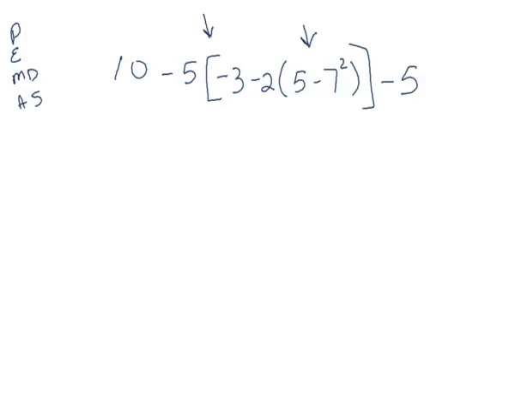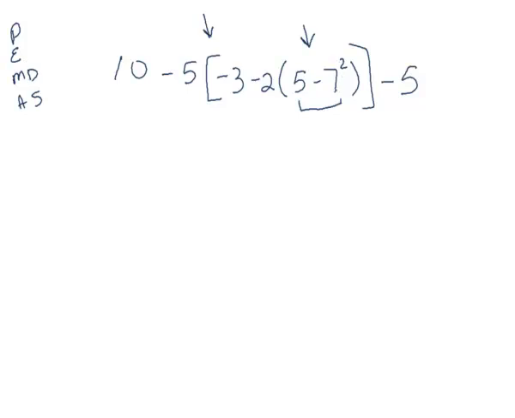Which one should I work in first? Go as far in as you can. Very good. Go as far in as you can. And since the parentheses are inside the brackets, I'm going to start in here first. But inside this parentheses, there's also 2 operations. There's a negative and there's an exponent. So which one of those should I do first? Exponents always come before addition and subtraction. So we're going to work on this exponent first.